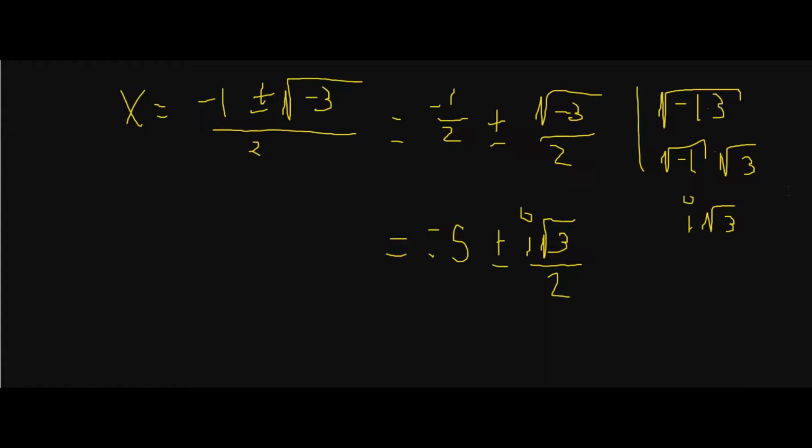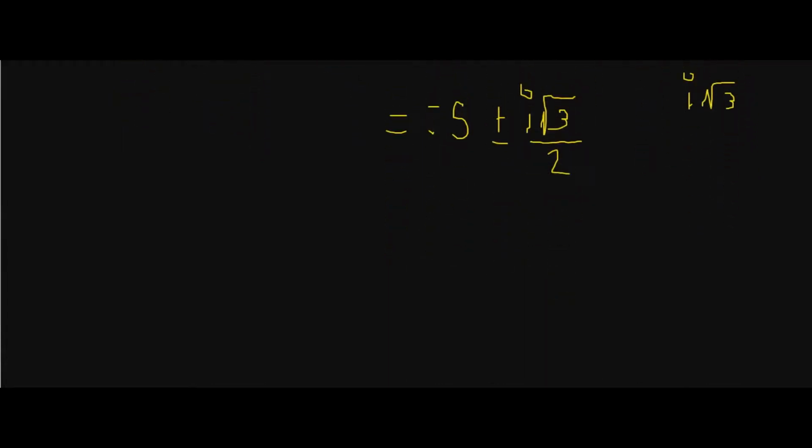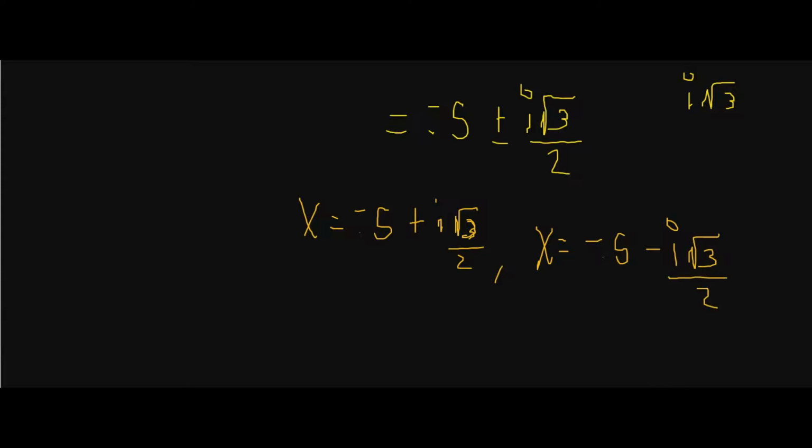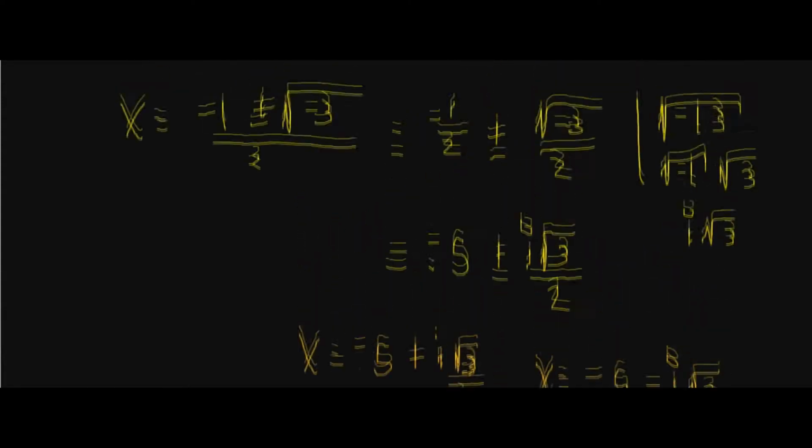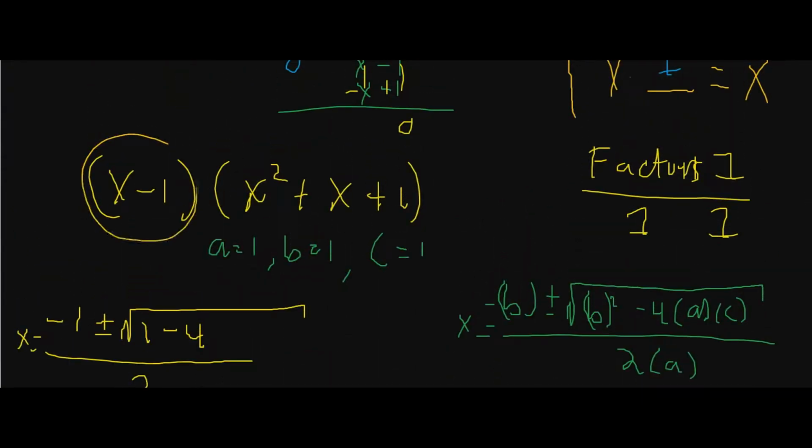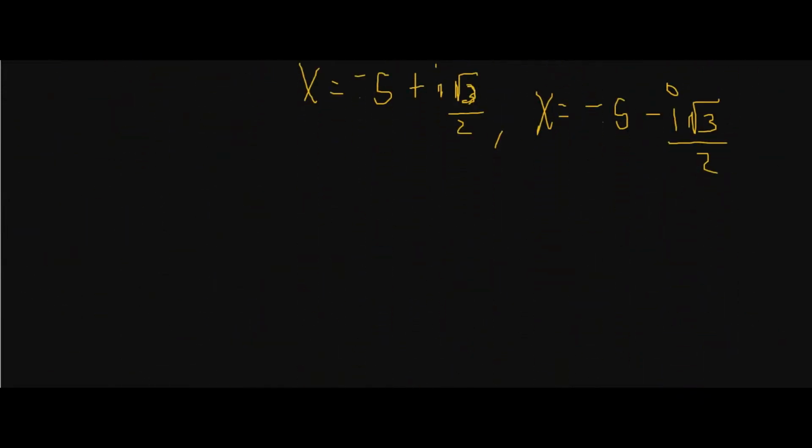Okay? So what this means, now that we got this here, is that our roots are x equals negative 0.5 plus i square root of 3 divided by 2. And we're going to get x is equal to negative 0.5 minus i square root of 3 over 2. And up above here, we already had one of the roots, right? Well, we have one of the factors, which means that this root is 1. So now we have all three and we can write it in factored form.